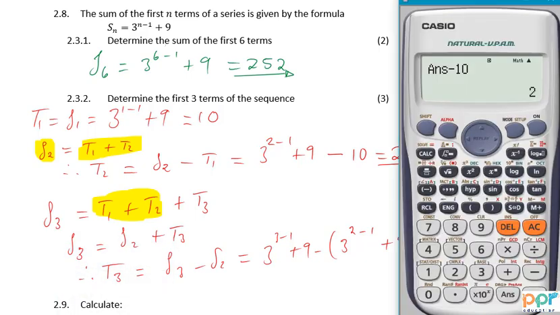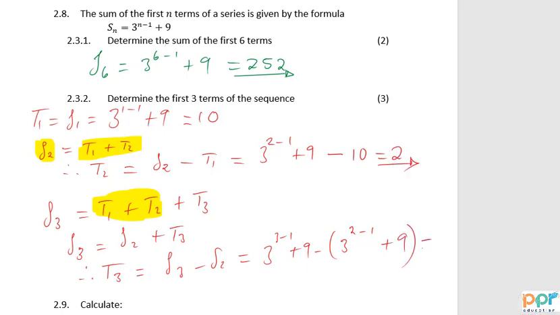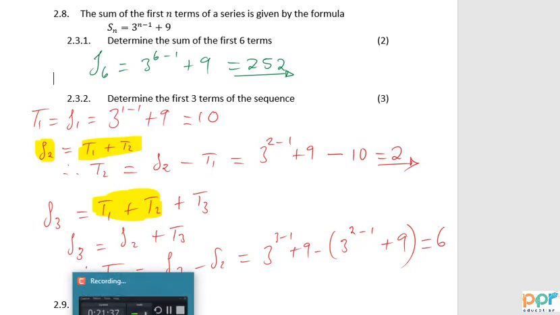You understand? Then if it's going to be again, 3 to the power 3 minus 1 plus 9, the answer is 18 minus 3 to the power 2 minus 1 plus 9, and your final answer is what? It's 6. So our answer is 6. But let's determine the first 3 terms of the sequence. The first is 10, the next is 2, the next is 6. Okay.